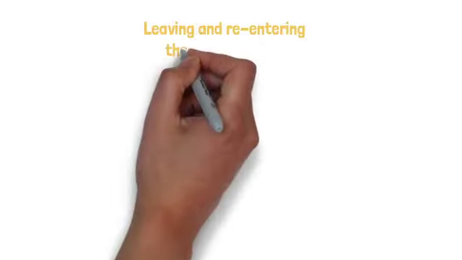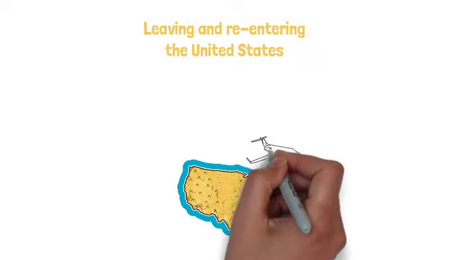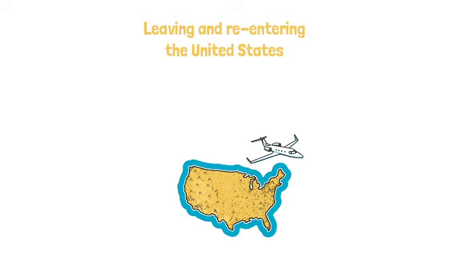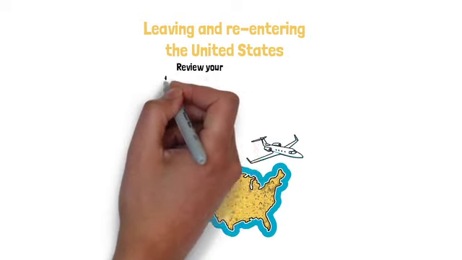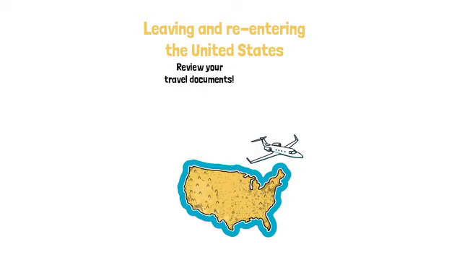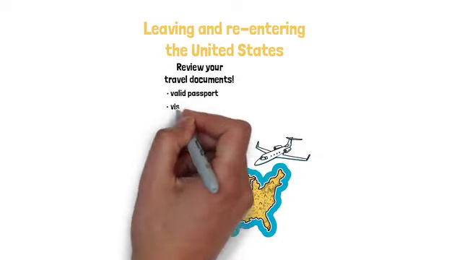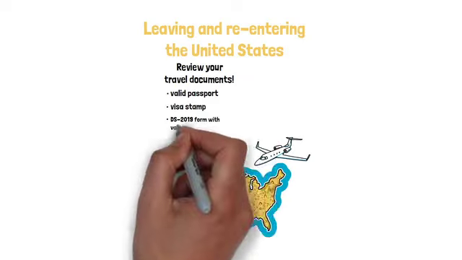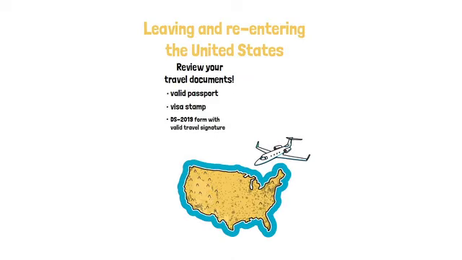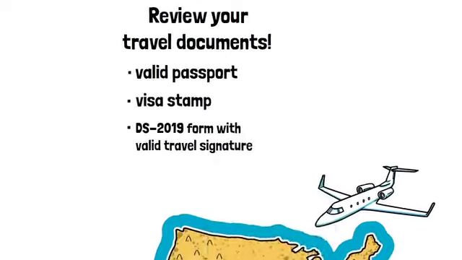Leaving and re-entering the United States. If you plan to leave the United States and then return back under the same exchange program, it is recommended that you review your travel documents prior to departure. In order to re-enter the United States, you will need a valid passport, visa stamp, and DS 2019 form with a valid travel signature from your international office. Travel signatures are valid for 1 year.